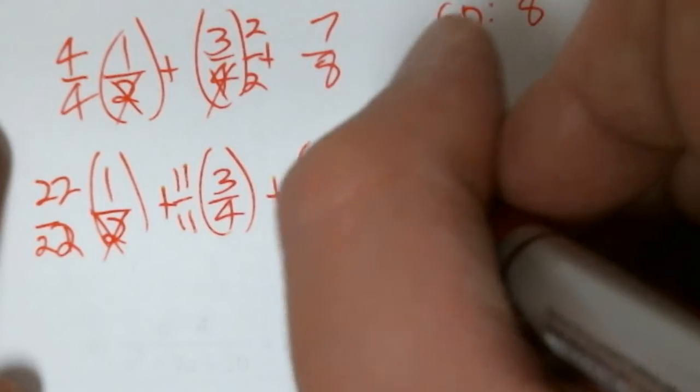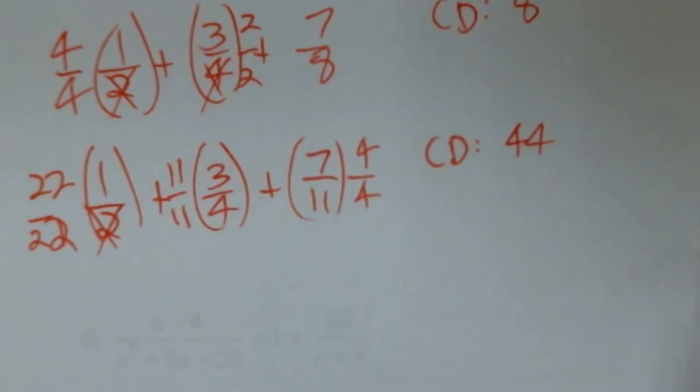Okay, so what does this guy need? This guy needs a 22 over 22. This guy would need 11 over 11, and that guy would need a 4 over 4. And I would go from there.